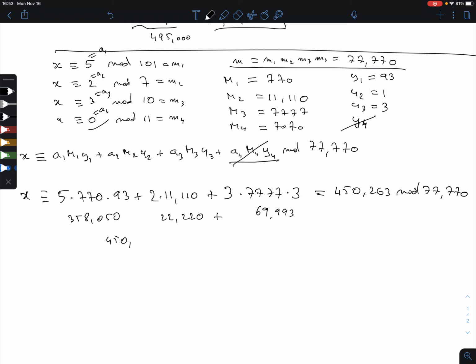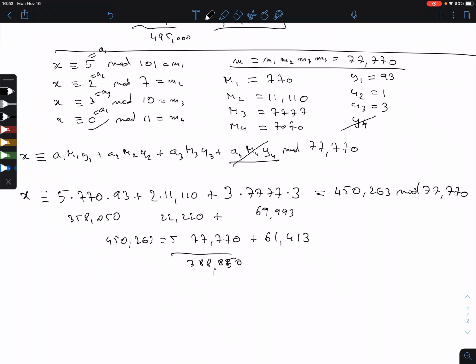So 450,263 contains 5 times 77,770. That is 388,850. So what am I missing? 450,263 minus 388,850 is 61,413. Okay, so that I claim is my answer.